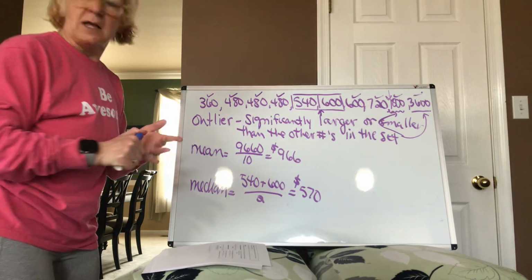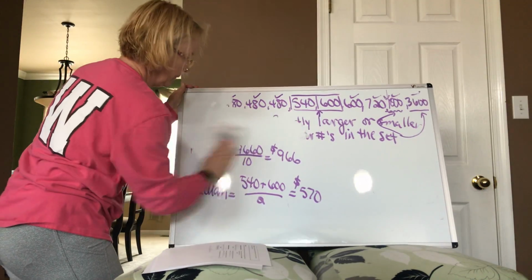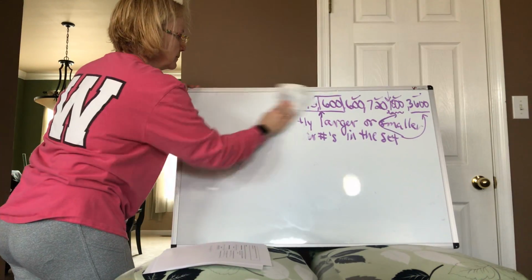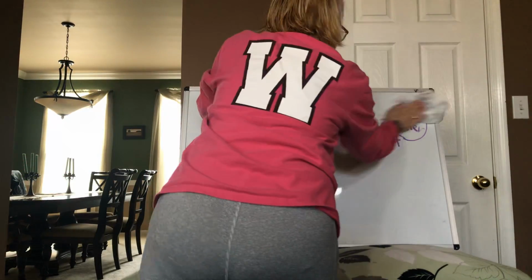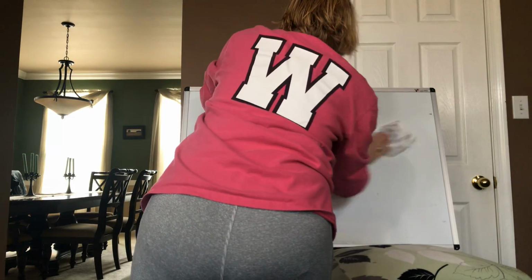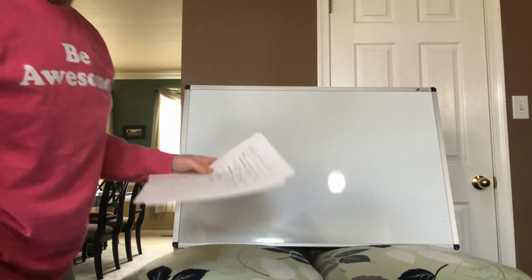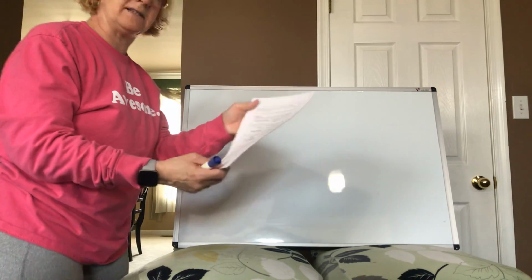All right, one last example. Let me clean this board off. We're going to talk about a line plot. I know you guys have seen these before. A line plot is another way to organize data along a number line. Each X on the plot represents a piece of data.